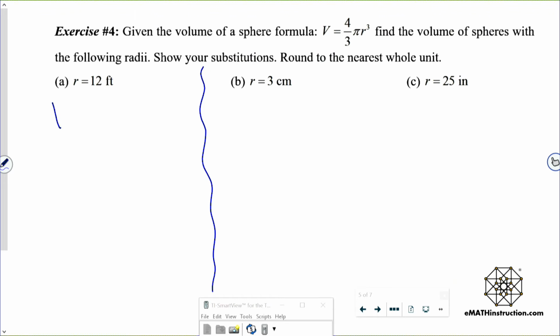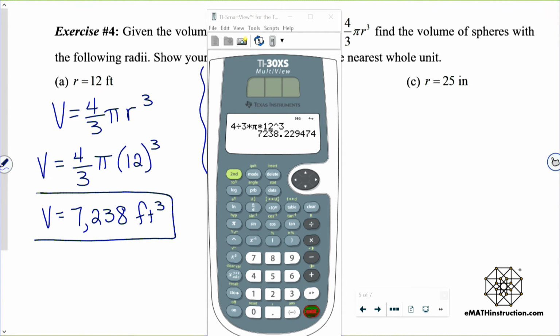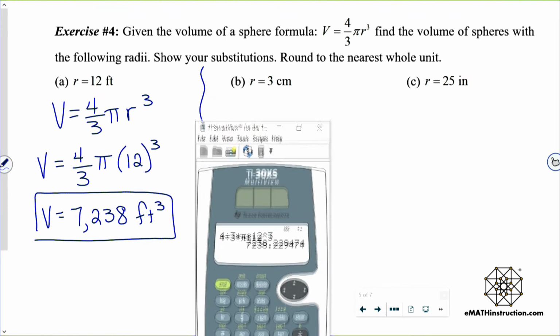So I'm going to put down V equals 4/3 pi r cubed. In the case when r is 12, I'm going to have 4/3 pi times 12 to the third. And then we're going to do everything else on the calculator. 4 divided by 3 times pi times 12. I use that caret button to get to my third power. Enter, and rather large, rounded to the nearest whole number, 7,238. What do we have? Cubic feet. Remember, get those volume units in there.